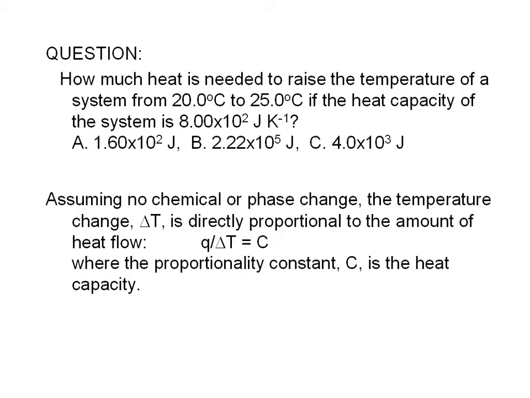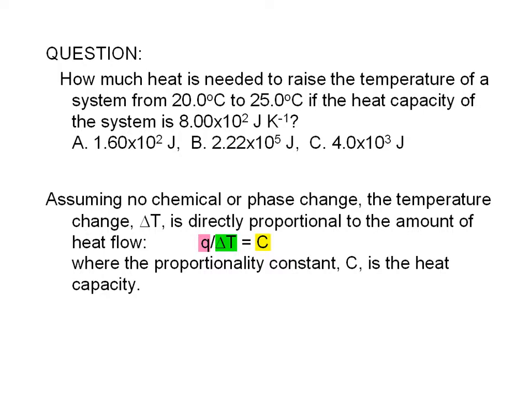As long as no chemical or phase changes are happening, the amount of heat flow, which is often represented by the letter Q, is directly proportional to the temperature change. Mathematically, that means that the ratio of the two quantities is a constant. If we take the ratio of Q to delta T, the proportionality constant is called the heat capacity, C.